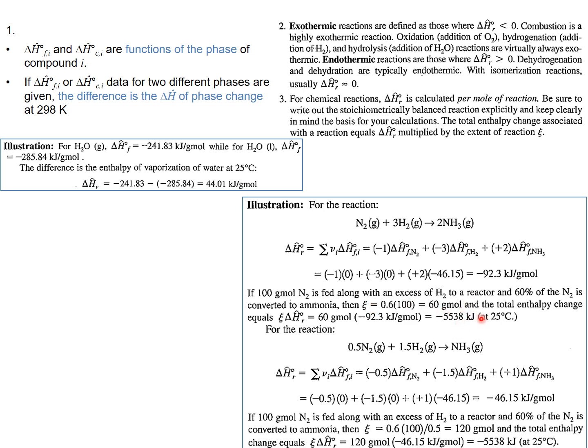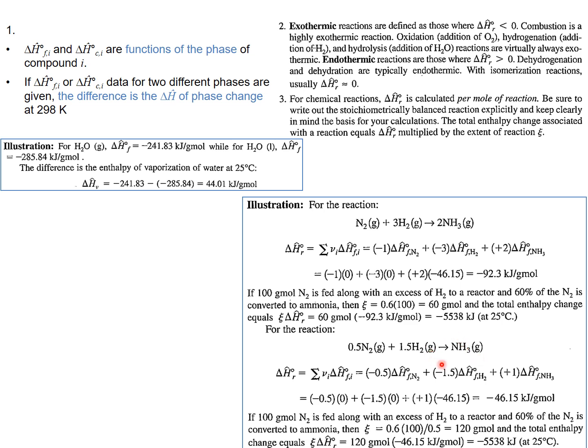So the total enthalpy change equals the product of the extent of reaction with the enthalpy of reaction. Then 60 gram mole per time scale times minus 90 kilojoule per gram mole, which is about minus 5400 kilojoule at 25 Celsius degree. Let me calculate the same thing for the second balanced chemical reaction equation.